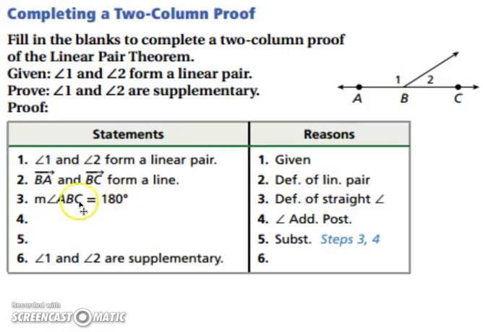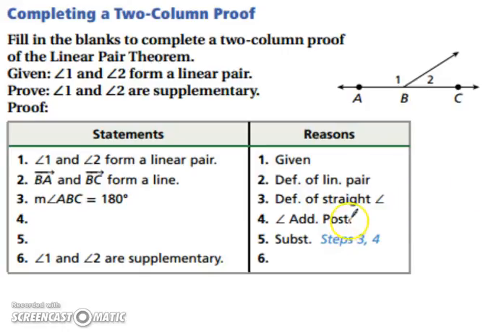Alright, well that means the measure of angle ABC equals 180 degrees. Well, why are you allowed to state that? Oh, well, definition of straight angles allows you to state that. Alright, here comes our first blank. The hint they gave us is the angle addition postulate.